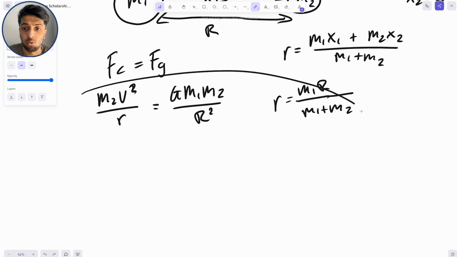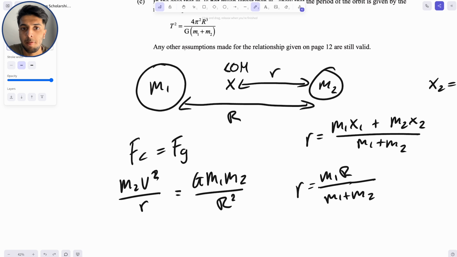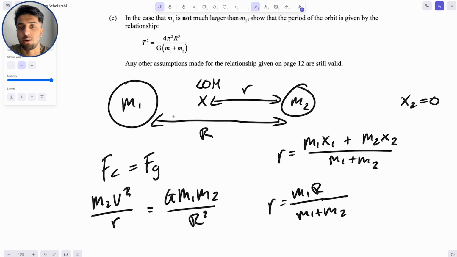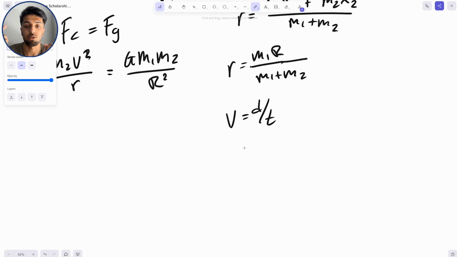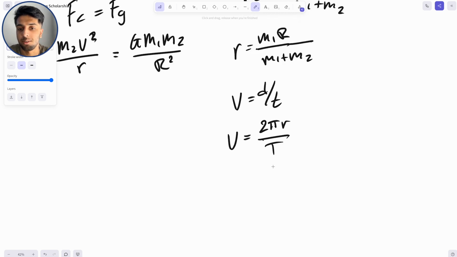Now, so far, out of all the equations that we've formed, there is no period, there's no t. So we need to figure out a way to incorporate this into our equation. We know that velocity is distance over time. If we apply this equation to a circular path, then we get v is equal to 2 pi r, because the circumference of a circle is equal to 2 pi r, and that is all over the period. So that means that v squared is equal to 4 pi squared r squared all over t squared.